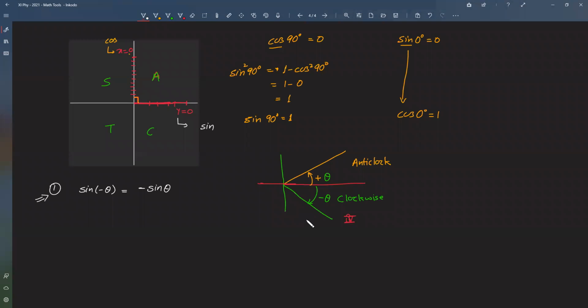Reason, it is in the fourth quadrant. It moves it into fourth quadrant. So that's why. Next, what about cos? So cos of minus theta is actually equal to cos theta. Reason is same. In the fourth quadrant, cos is positive. So these two things, once you know these two, the others you can derive easily, right?